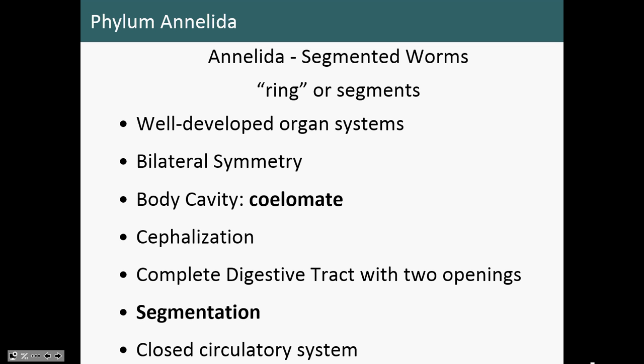Most of these things are the same as our previous group: well-developed organ systems, bilateral symmetry, coelomate body cavity, cephalization, complete digestive tract with 2 openings. We add segmentation, and our segmented worms also have a closed circulatory system. So they don't have a hemocoel or an open space where blood is pooling. They have a completely closed circulatory system with arteries, veins, capillaries, and all of those repetitive organs, like we were looking at with kidney-like organs, are then encapsulated by capillaries and interact with the circulatory system.